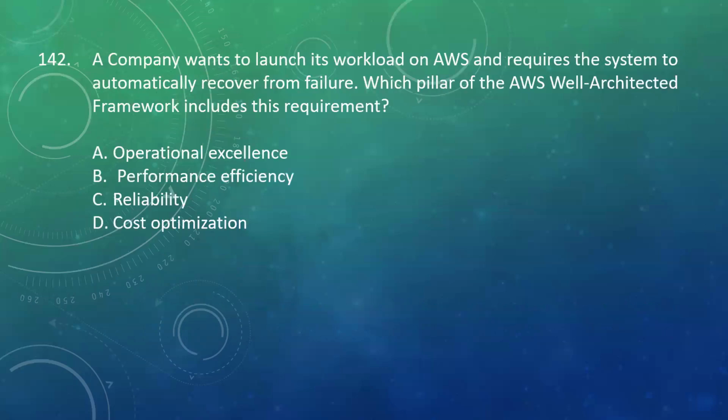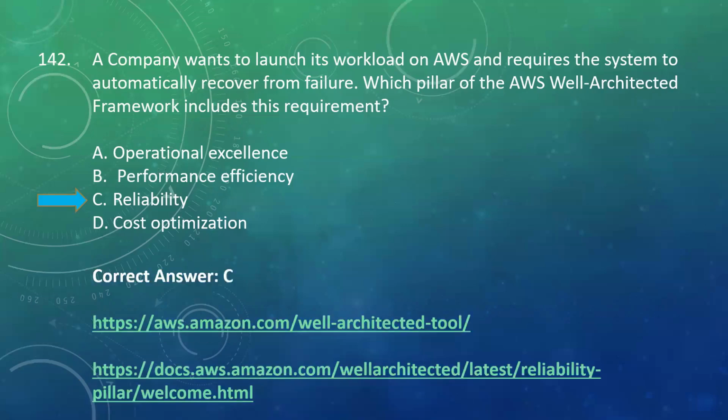A company wants to launch its workload on AWS and requires the system to automatically recover from failure. Which pillar of the AWS Well-Architected Framework includes this requirement? Your options are operational excellence, performance efficiency, reliability, cost optimization. So basically here we are looking for the pillar which is inclined towards automatic recovery from failure. And this is one of the design principles of the reliability pillar.